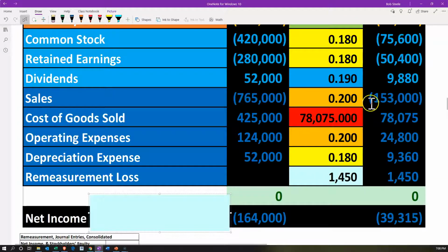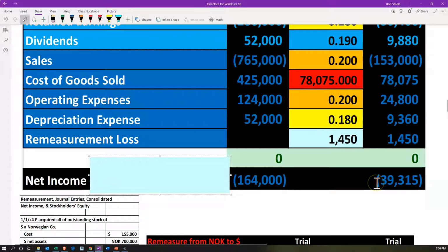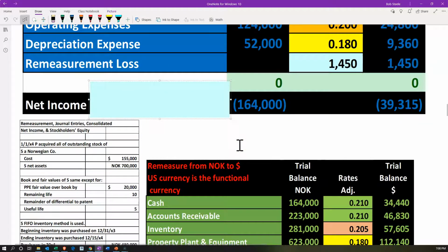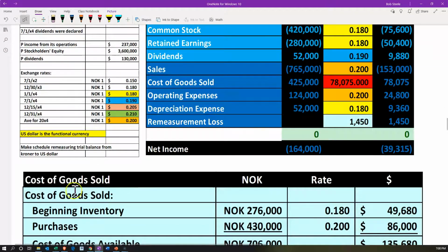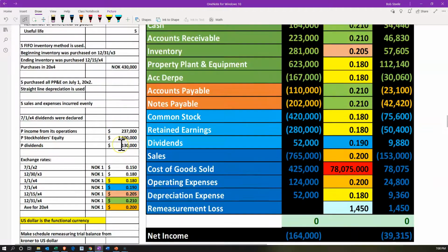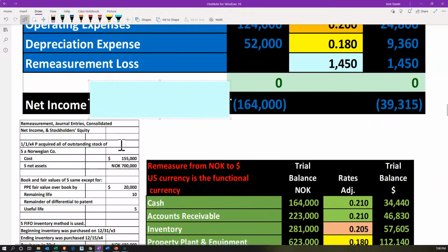So now when I look at the net income, sales minus cost of goods sold, operating expenses, depreciation, and the remeasurement is where we're going to get that 39,315. In other words, it's not going into other comprehensive income as it may if we were doing a translation as opposed to a remeasurement, which we're doing here because the U.S. dollar is the functional currency as opposed to the foreign currency being the functional currency.